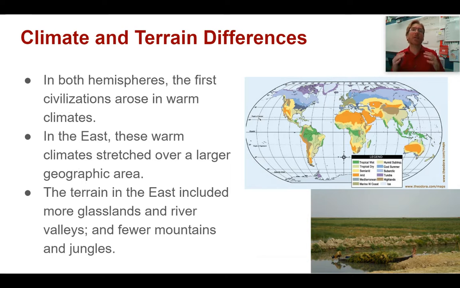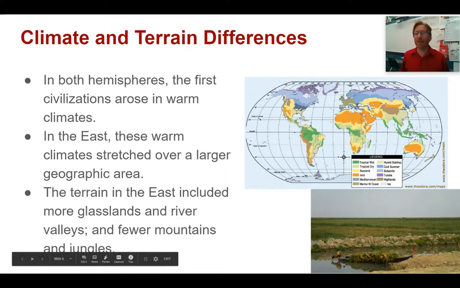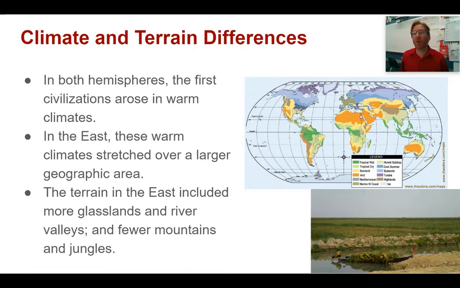Now, there are important climate and terrain differences that help to explain some of the differences. In both hemispheres, the first civilizations arose in warm climates, climates that didn't really have cold winters. China, they would see snow, but most of the other climates did not. In the East, these warm climates stretched over a much larger geographic area. So we have this continuity of climate and similar climate zones across most of the early civilizations.